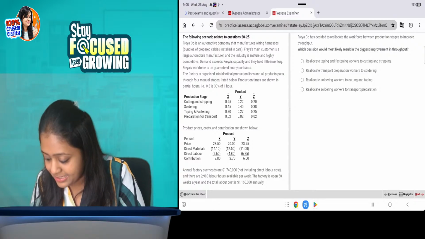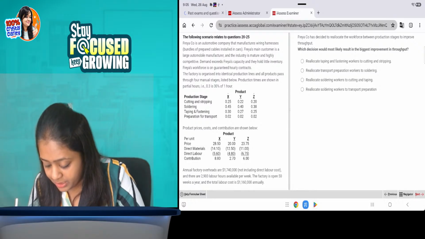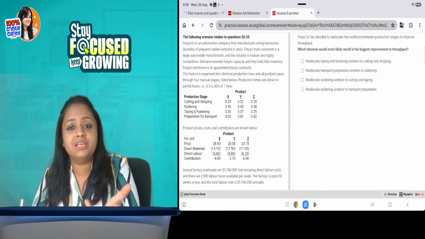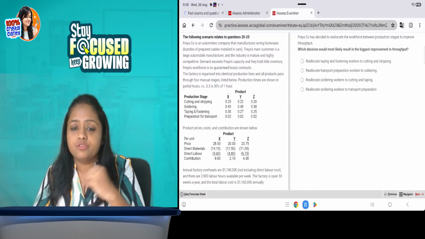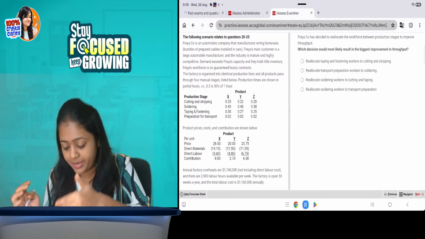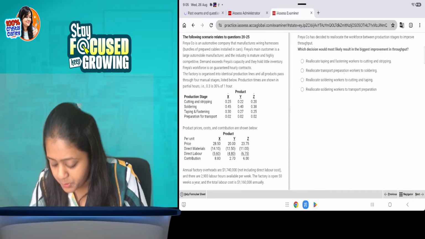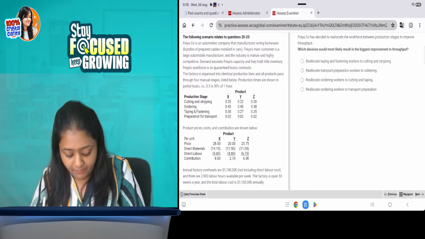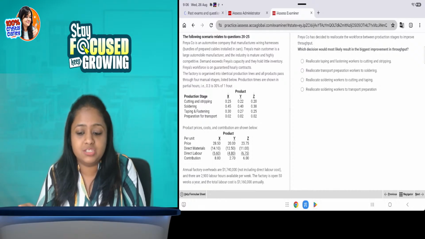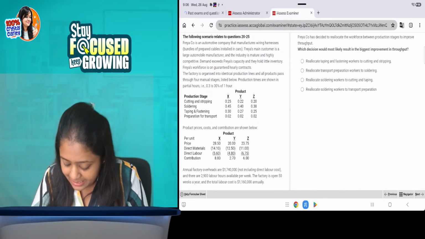Now, Freya has decided to reallocate the workforce between production stages to improve throughput. Which decision will most likely result in the biggest improvement? What is the bottleneck here? Soldering. So obviously the biggest improvement will come when you allocate your resources towards soldering. Very logical. Now see the answer: B, reallocate transport preparation workers to soldering. I don't even need to read the question entirely. Once your bottleneck is soldering, any elevation of the bottleneck will only improve your results, correct? So B is the correct answer.